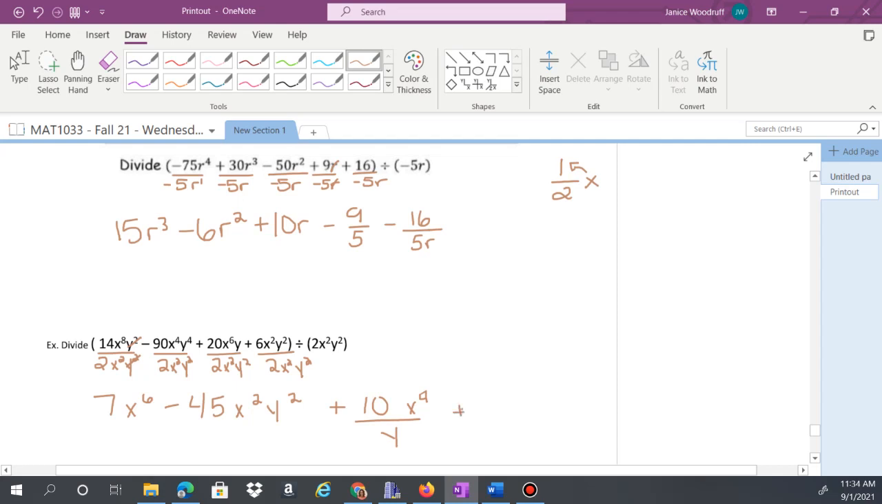Okay, then the next one, you have 6 divided by 2 would give us a 3. And then x squared, y squared on both, those are just canceling out. So there's our answer. We've got 7x to the 6 minus 45x squared y squared plus 10x to the 4th over y plus 3. Okay, so again, if you get to that negative exponent and you're confused, that's Module 2 Homework 5 video.